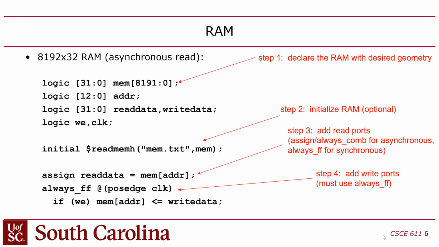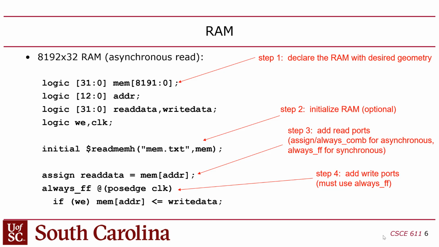Okay, so the problem though with RAM is that the way you define RAM is a little strange, because RAM is something that requires kind of multiple lines to define. So in this case, we first declare the RAM array as logic 31 down to 0, mem 8191 down to 0. So this is an 8K by 32 RAM. Remember that when you declare it, you have to swap the width and the depth from the standard way of specifying that, right? So we have width first, then depth, right? So that's the actual storage for the RAM.